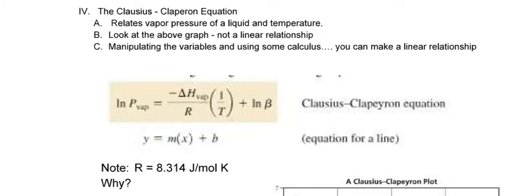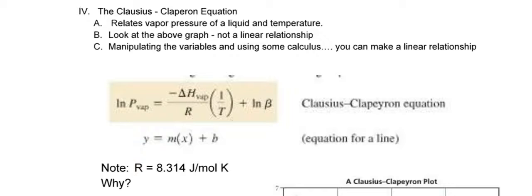So the Clapeyron equation helps you to actually calculate the heat of vaporization for different liquids. All you need is a pressure temperature probe from Vernier, all right? And you can do that. Of course, you have to manipulate the axes, but we can do that later. So again, it relates the vapor pressure of a liquid and its temperature.